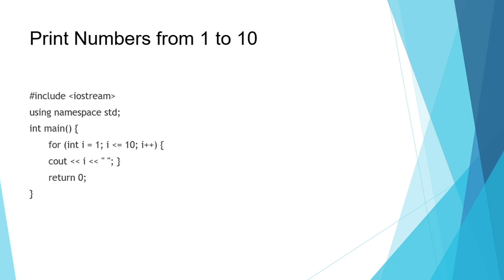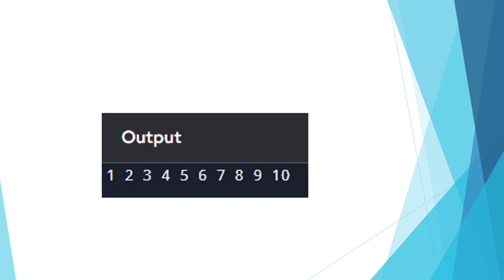cout is an object of the ostream class used to display output to the screen. return 0. This statement indicates the end of the main function and returns the value 0 to the operating system, signaling that the program has executed successfully. After successful execution, the output of the program will be this.